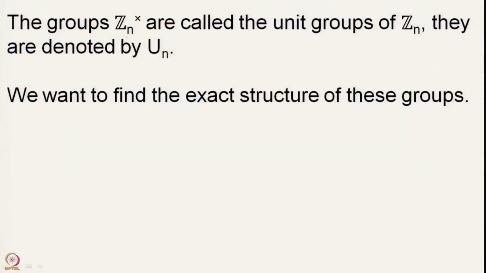We have already seen what the cardinality of these groups is going to be. But after that we want to find the exact structure of these groups. So, we want to see how they behave if you are looking at the group structure. This will help us in distinguishing various Un. Later on, we will see examples of these Un and you will see what I mean by distinguishing the Un by the group structure that we put on them.